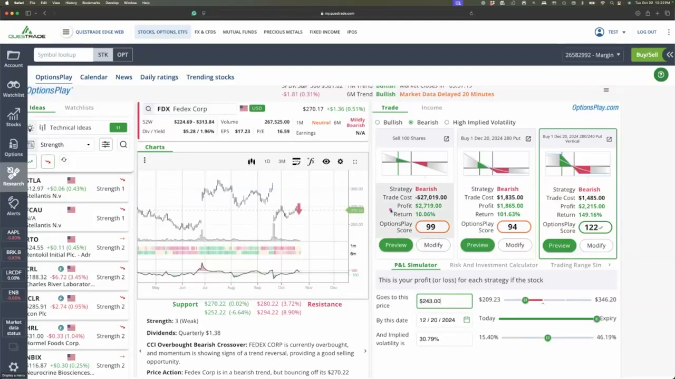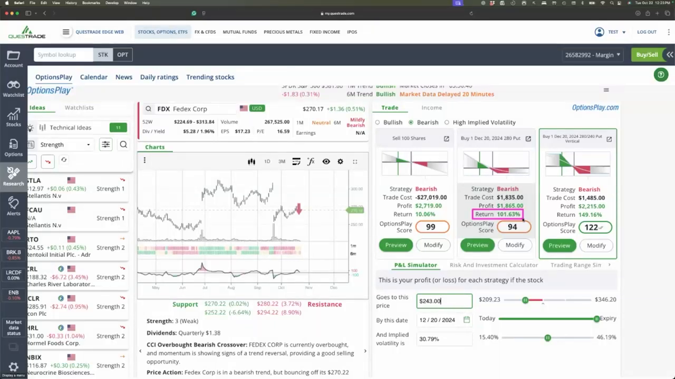So if I shorted the stock, I'm looking at about a 10% return. Not a bad outcome for being right on my bearish view for the underlying security. However, as you can see, if I had bought this put option where I paid $1,800, that's my total risk on the trade, my return on investment would be 101%. So out of $1,835 that I'm risking, I'm going to make $1,865, about a 100% return on my investment.